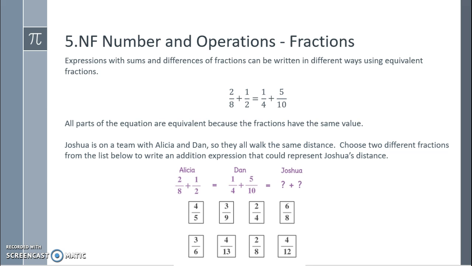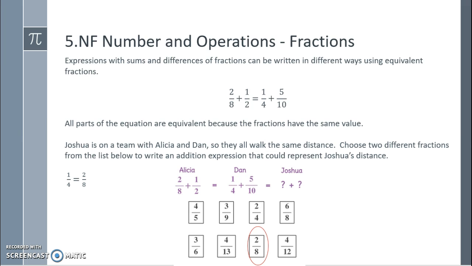So Joshua is on a team with Alicia and Dan, so they all walk the same distance. Choose 2 different fractions from the list below to write an addition expression that represents Joshua's distance. So I have 2/8 plus 1/2 equals 1/4 plus 5/10 equals what plus what?